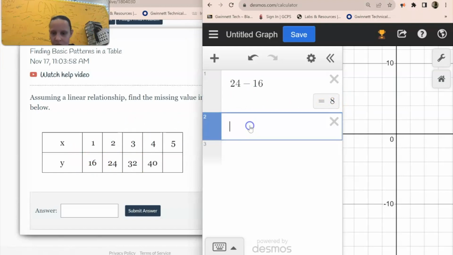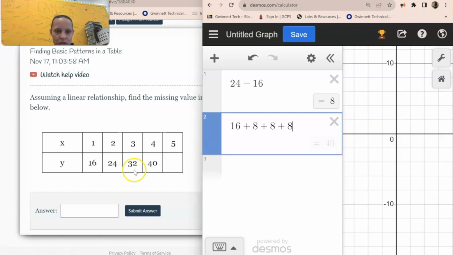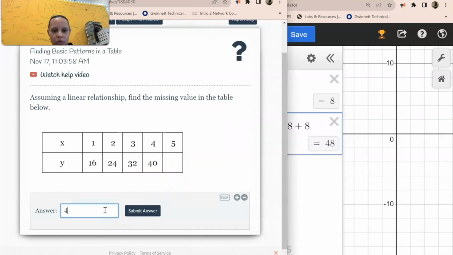So starting with the first number, 16, I'm going to keep adding 8 to it. And when I add 8 to it, I should get the next number. So do I get the next number? I do. If I add 8 again, I should get 32. If I add 8 again, I should get 40. And so if I add 8, I'm going to find my missing number, which is 48.